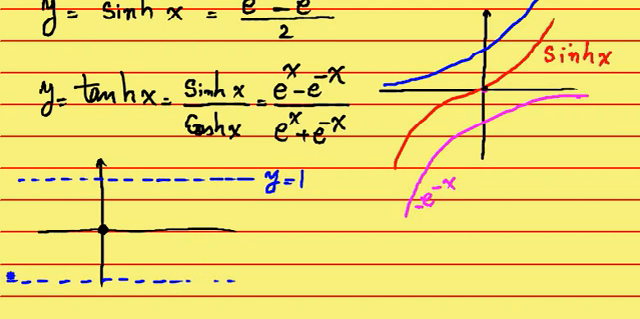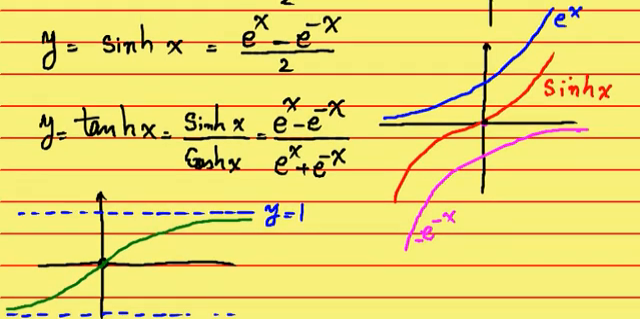So the graph is going to start from, let's draw it in green, minus 1, build up, come through the origin, and just go over, and then bend over, and approach 1 at plus infinity. So here are the graphs of the 3 basic hyperbolic trig functions: sine, cosine, and tangent.